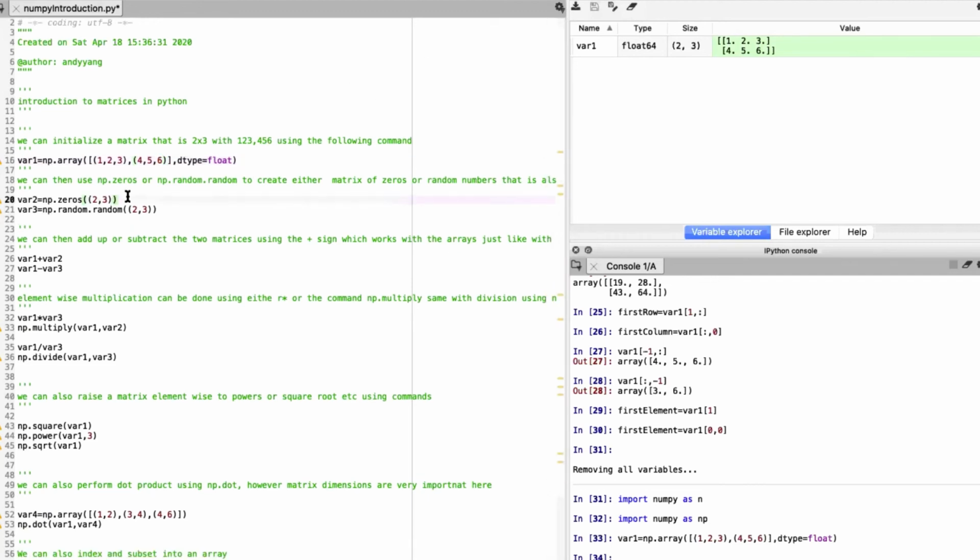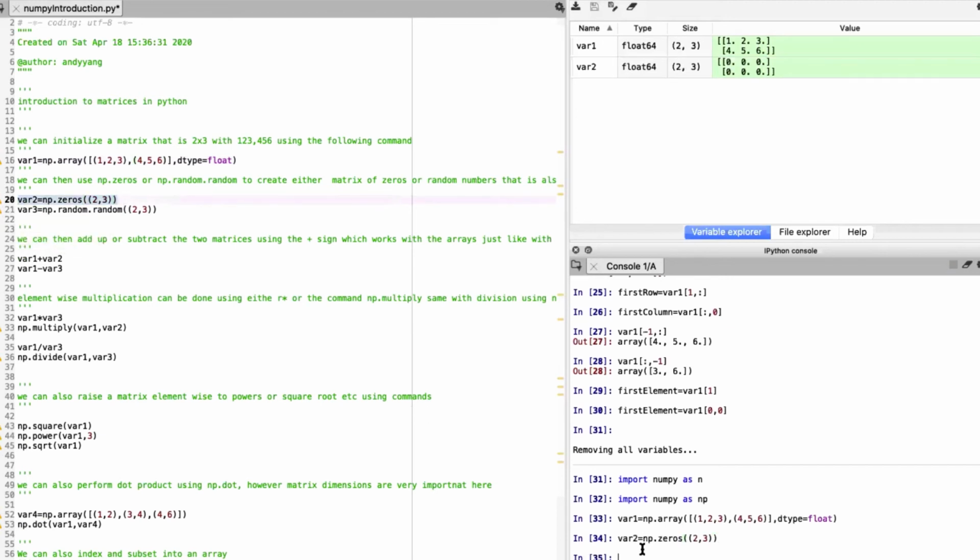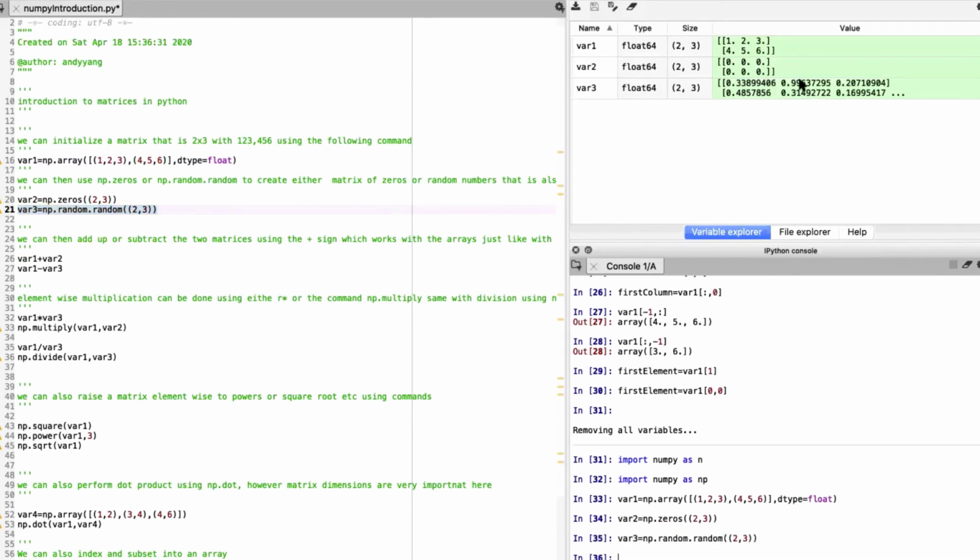And then you can also initialize using all zeros. So that's np.zeros. If we create np.zeros 2 by 3, it creates a 2 by 3 array that's just all zeros. Then we can also randomize between 0 and 1, so just do np.random.random 2 by 3, right? And once again, we get a 2 by 3 array of random numbers between 0 and 1.